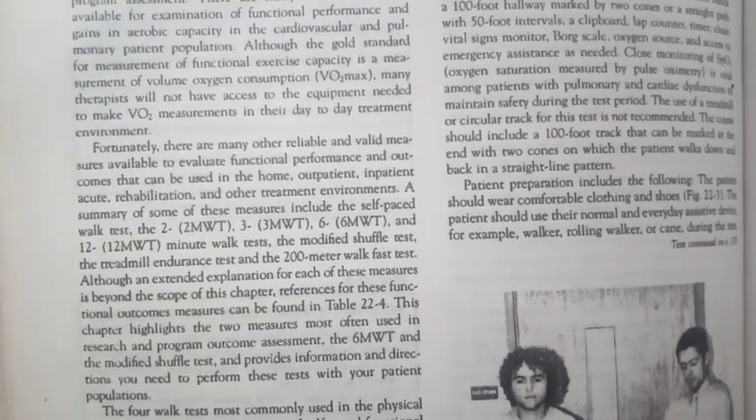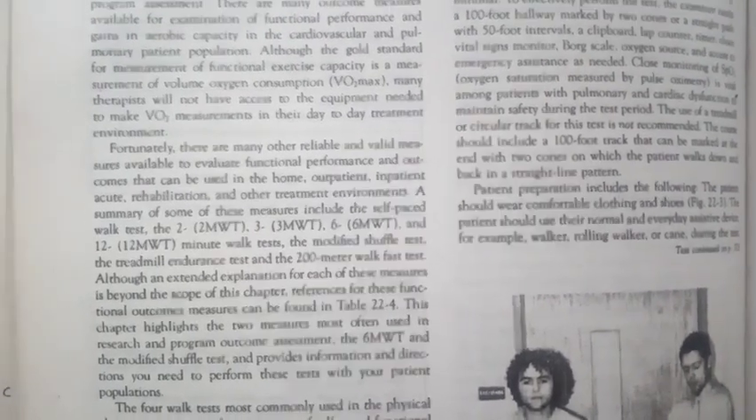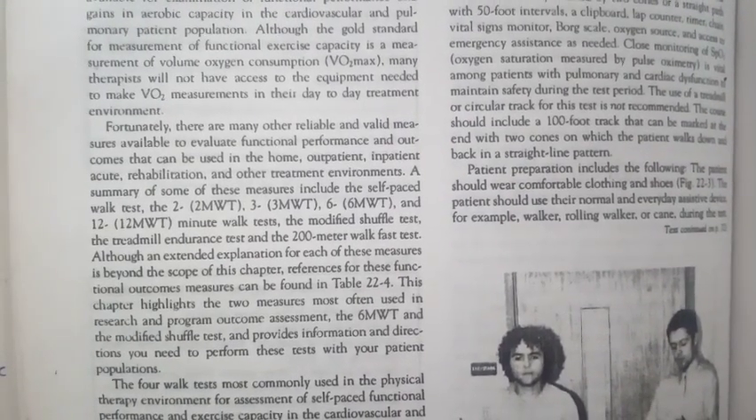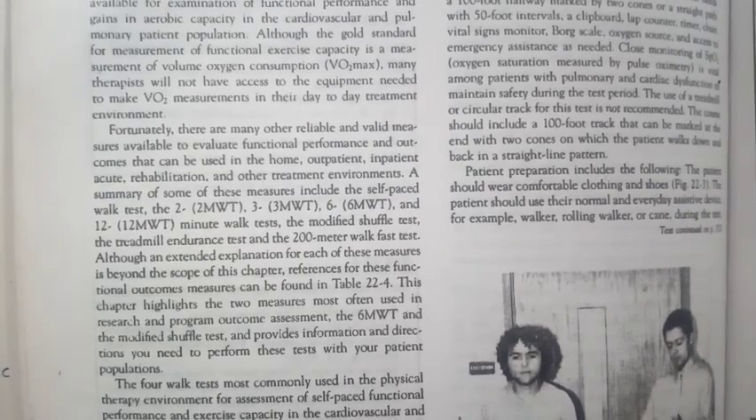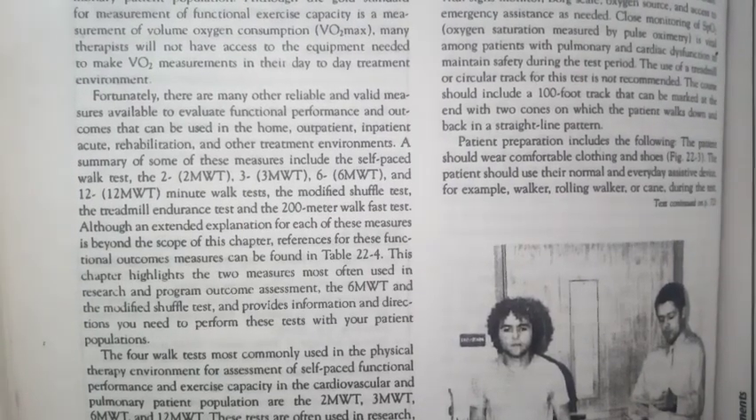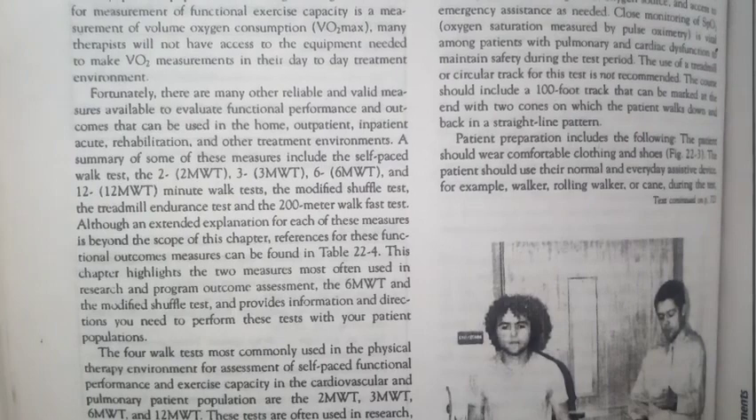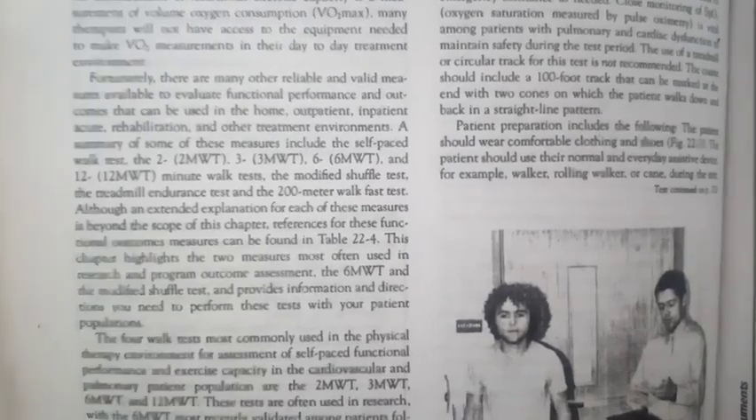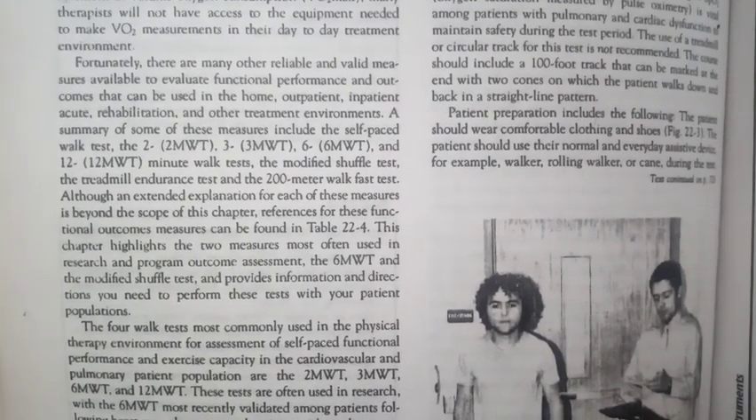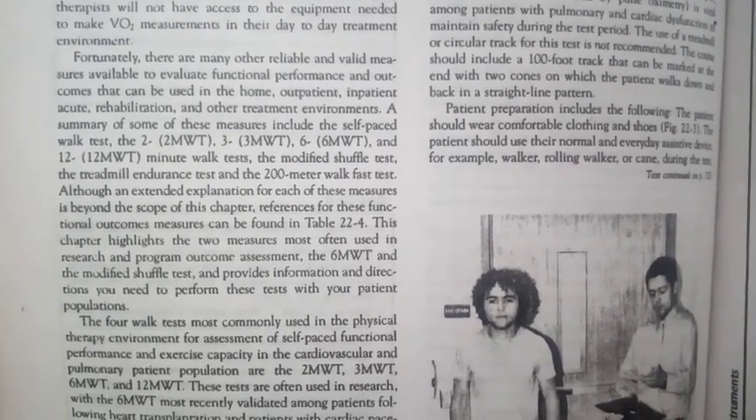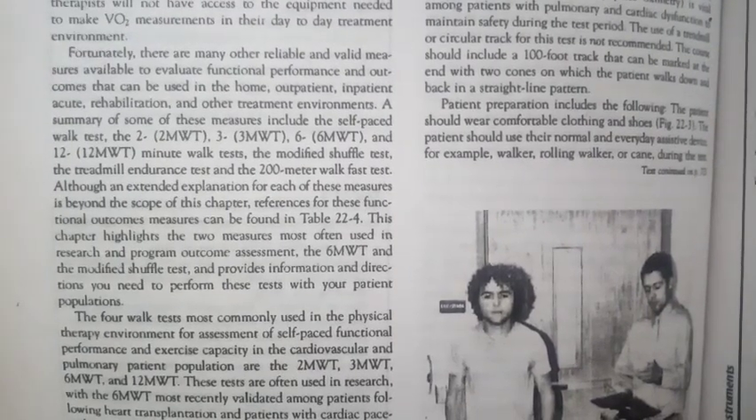A summary of some of these measurements includes the self-paced walk test, the 2, 3, 6, and 12-minute walk tests, the modified shuttle test, treadmill endurance test, and 200-meter fast walk test. An extended explanation for each of these measures is beyond the scope of this chapter. References for those functional outcome measures can be found in Table 22.4. This chapter highlights the two measures most often used in research and program outcome assessment: the 6 MWT and the modified shuttle test, and provides the information and direction you need to perform these tests with your patient population.